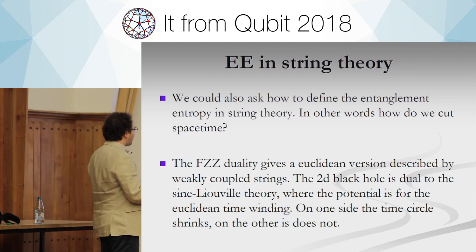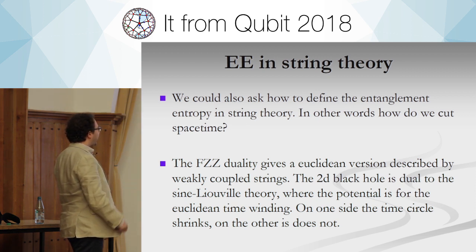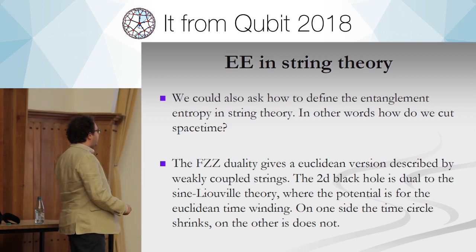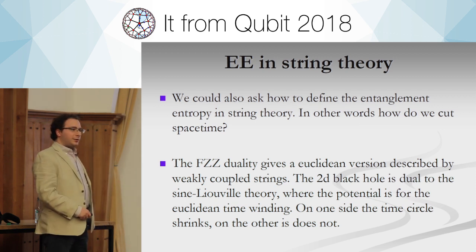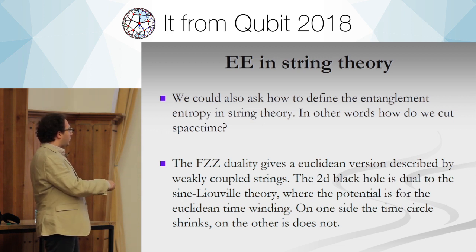Okay, so I'm almost finished. So let me just say one other slightly different thing. You could also ask, how could you define the entanglement entropy in string theory? How would you cut spacetime in string theory? And one interesting idea is to again look at the Euclidean story. If we look at the 2D Euclidean black hole, it's like the cigar string theory now.